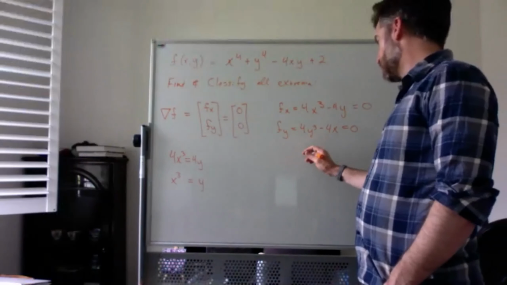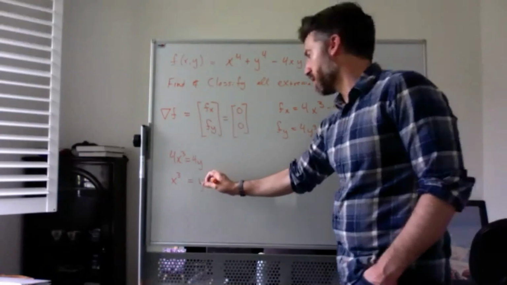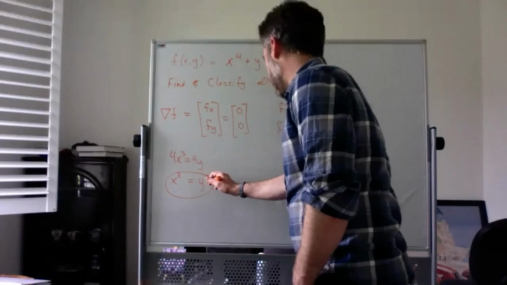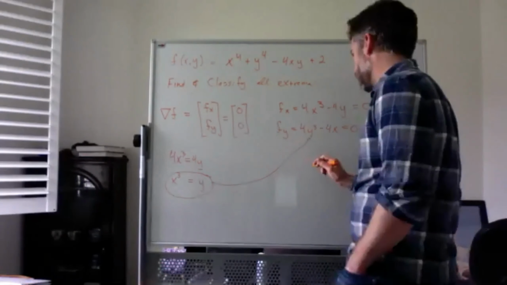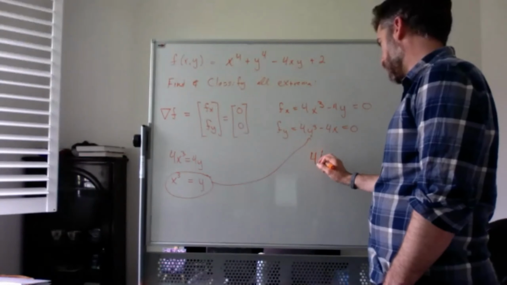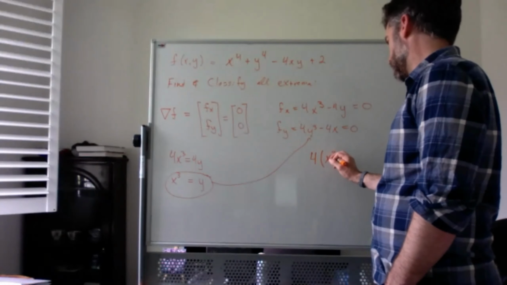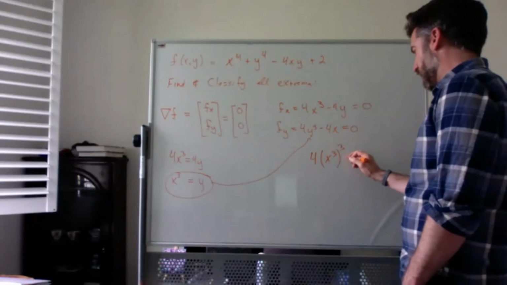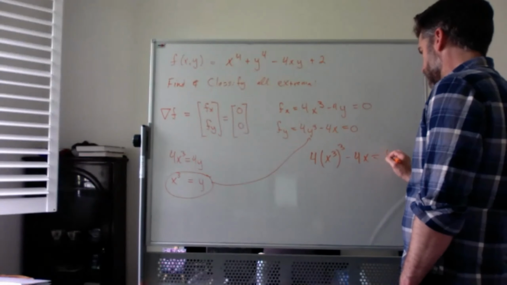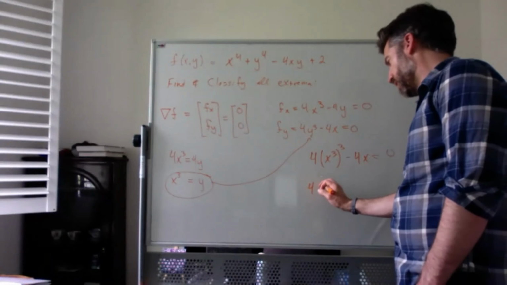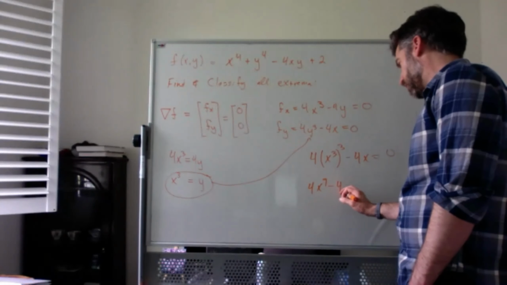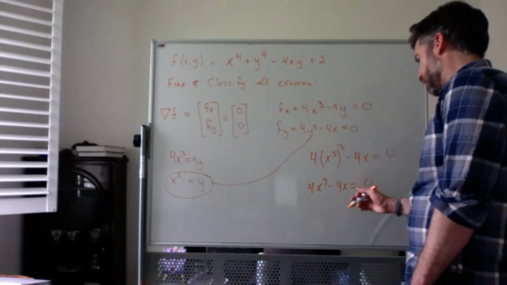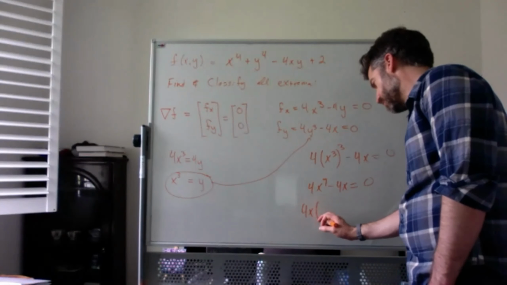So now we're going to set this equal to 0, and plug in x cubed for y. So I've got 4 times x cubed, cubed, minus 4x equal to 0. This is 4 times x to the 9th minus 4x equal to 0. Factor out 4x.